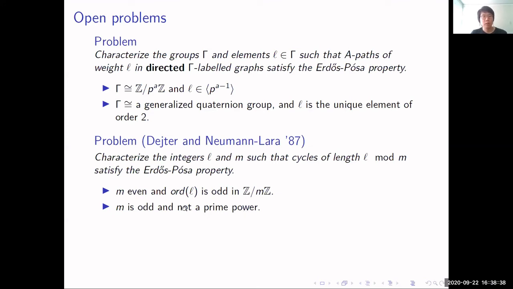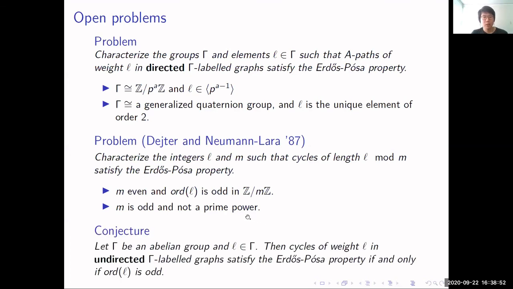So there's a sort of common pattern to these results, that whenever you have an element of even order, it doesn't satisfy the property. But in all the other cases, it seems to be okay. So I would even conjecture, if I generalize this to undirected group label graphs, that maybe a possible characterization of cycles of weight L that satisfy the Erdős-Pósa property is if the order of L is odd. But this is just speculation.